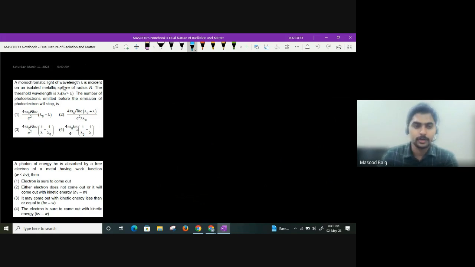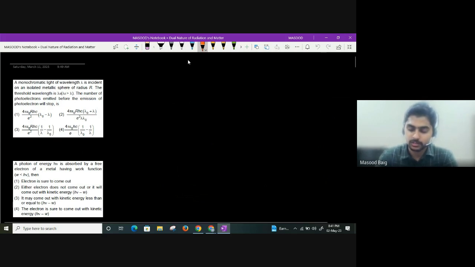The monochromatic light of wavelength lambda is incident on an isolated metallic sphere of radius r. The threshold wavelength is given as lambda naught. What would be the number of photoelectrons emitted before the photocurrent stops? They have given us a monochromatic light of wavelength lambda incident on an isolated metallic sphere of radius r. The threshold wavelength is given, right? So what can we find out?